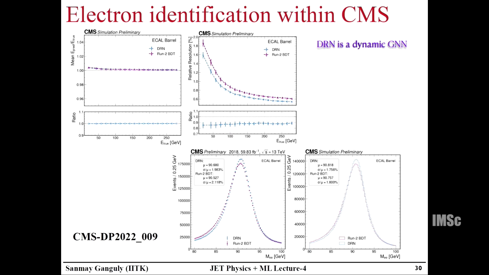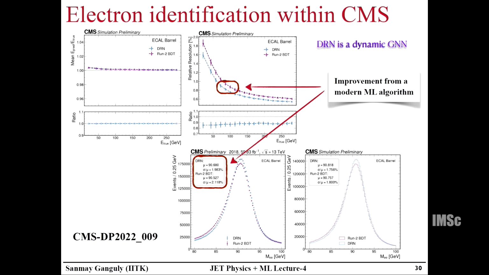In our field, CMS also does similar stuff for electron calibration. That's like a Z to e e mass reconstruction in ECAL, and you can see the resolution improves quite a lot. This DRN is a graph neural network, and depending on the PT, it's like a 10 to 15% improvement in the resolution. So these methods which I am trying to tell you are very much deep inside our methods, and so on and so forth.